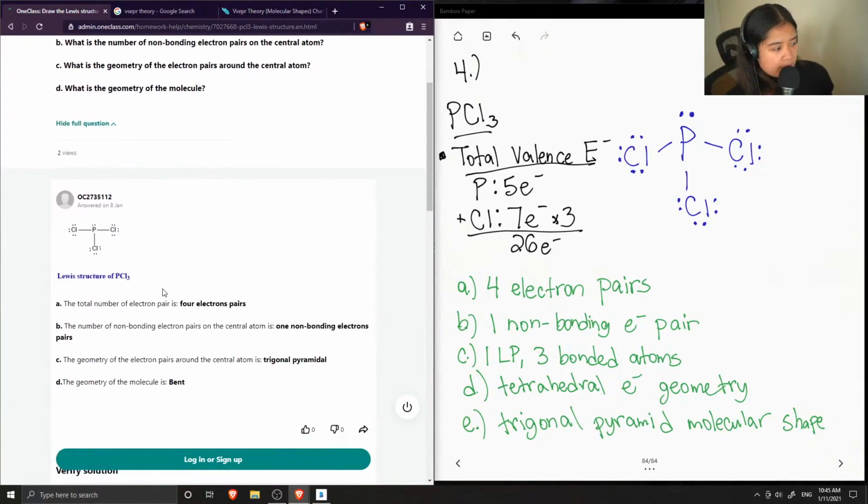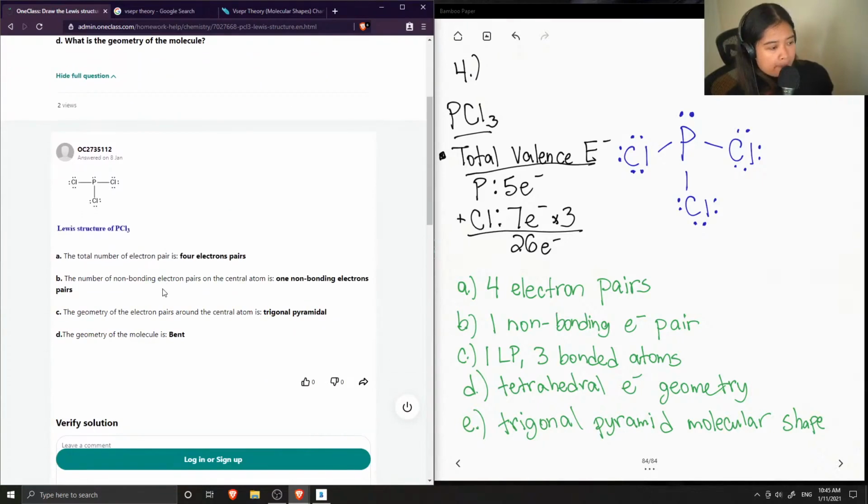Now let's see what the junior tutor said. The total number of electron pairs is 4. The number of non-bonding electron pairs on the central atom is 1. The geometry of electron pairs around the central atom is trigonal pyramid. So I think they meant for this to be in part D. Geometry of the molecule is bent.